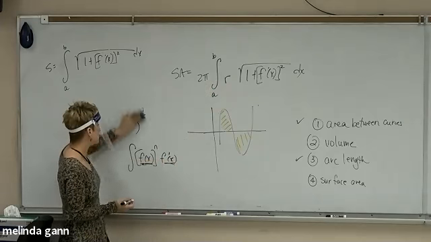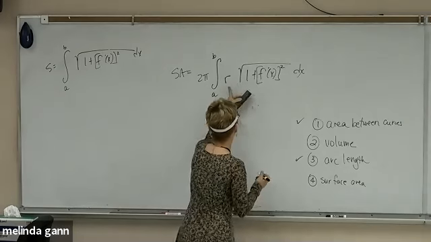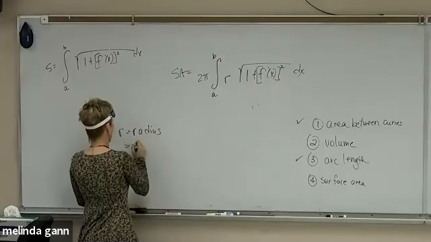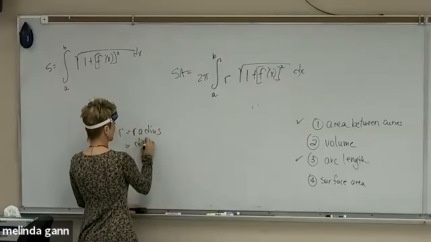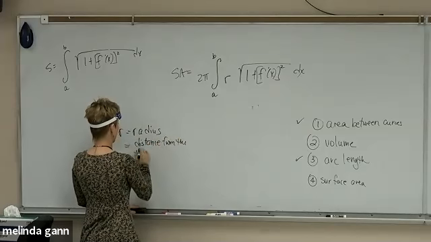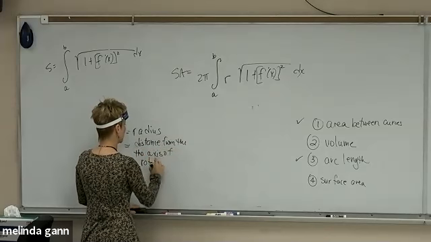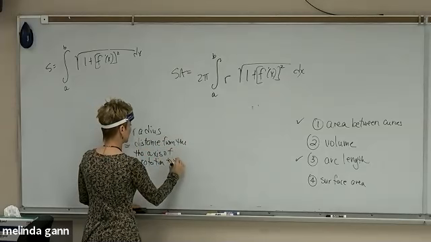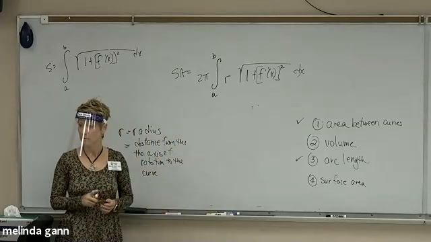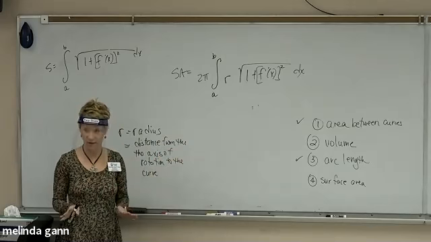All right, now, just like before, this R is a radius. And it's the distance from the axis of rotation to the curve. Now, there's no shading on arc length, is there? There isn't, right? And there's no shading on surface area.